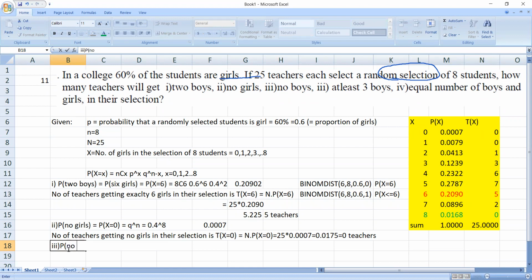So P of no boys. No boys, 0 boys. Since our distribution is formed on the number of girls, no boys implies all girls. So all girls means P of x is equal to 8. And for a binomial that will be 8c8 p power 8 q power 8 minus 8, that will be equal to p to the power of n. So that will come to 0.0168. Now you obtain the number of teachers.